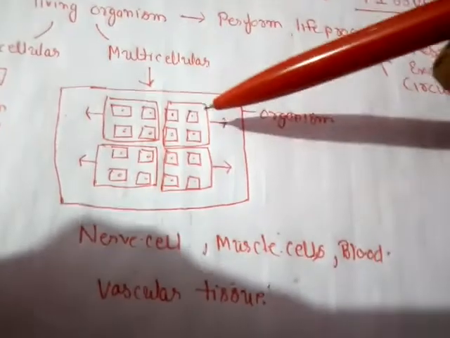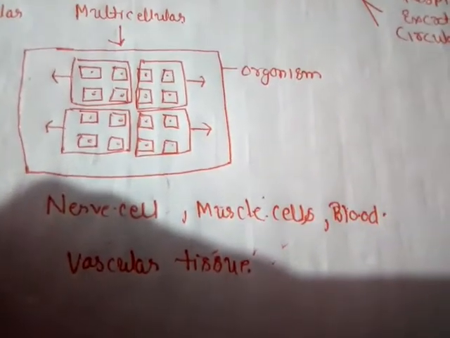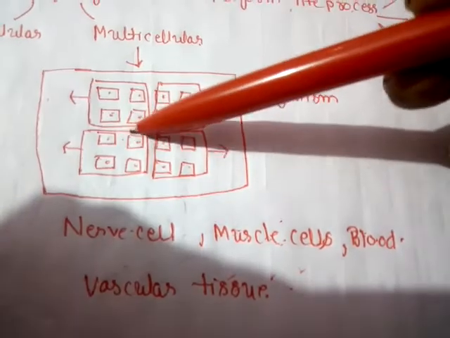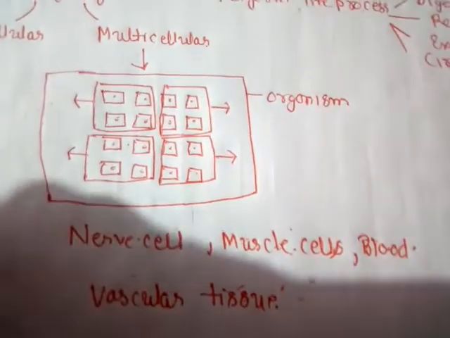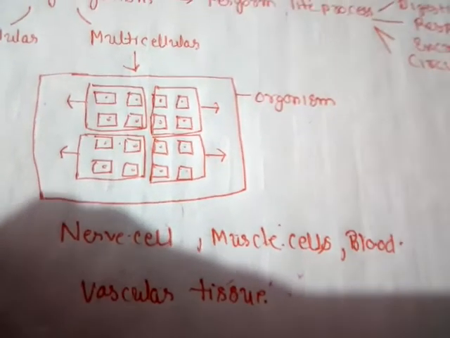So you can see in the multicellular organism the body is made up of many cells, and these many cells divide the labor, divide the life processes, and a particular group of cells which is specialized to perform a particular life process performs the respective life process.